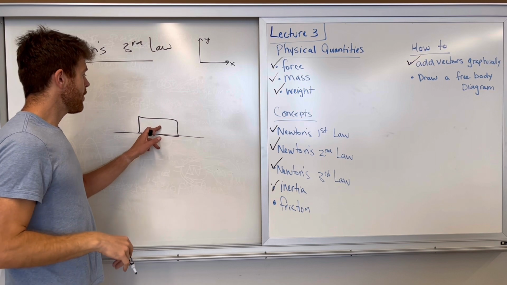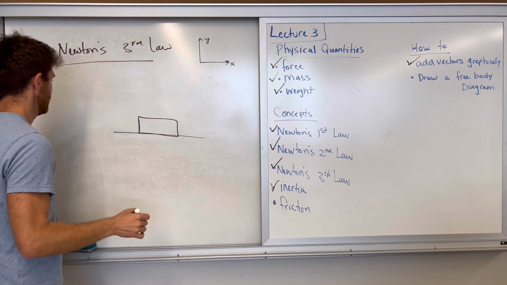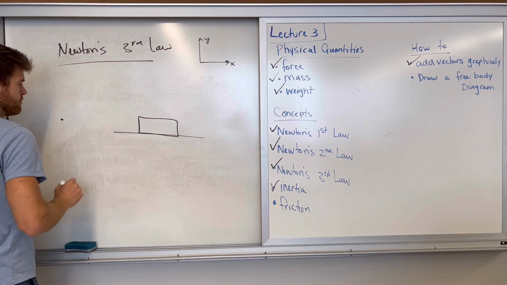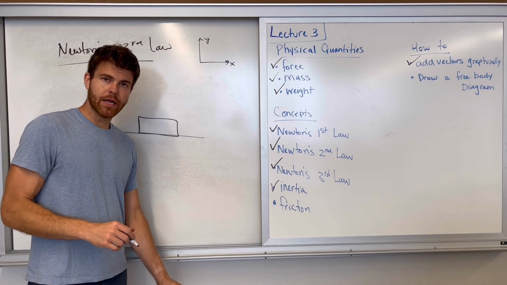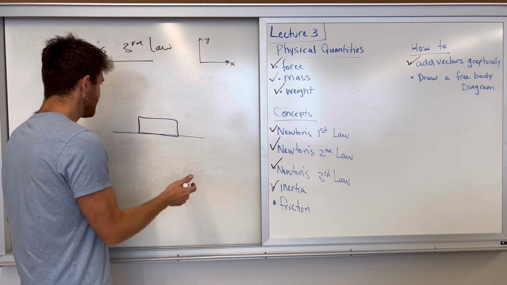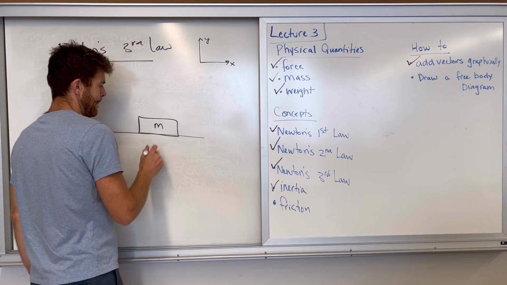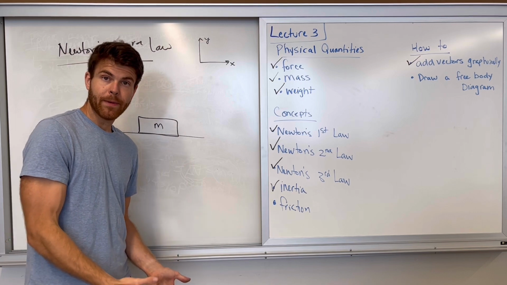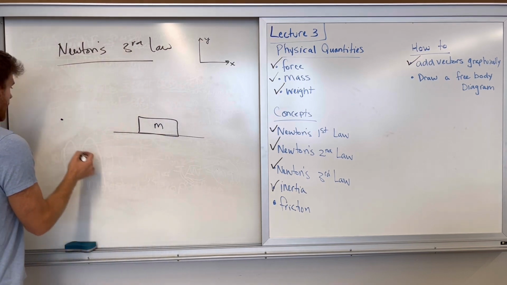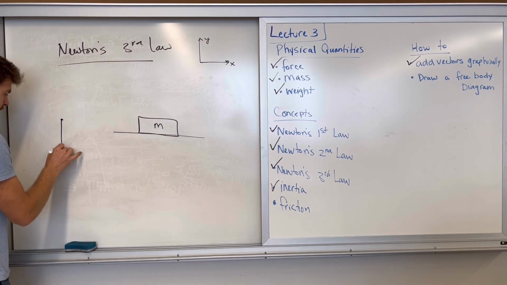Now to draw a free body diagram of this object, I could represent it as a point, and we'll draw the forces that are acting on it. So this object, let's say, has a mass m. What forces are acting on it? Well, it has weight, right? Because it has mass. And so its weight acts downward.